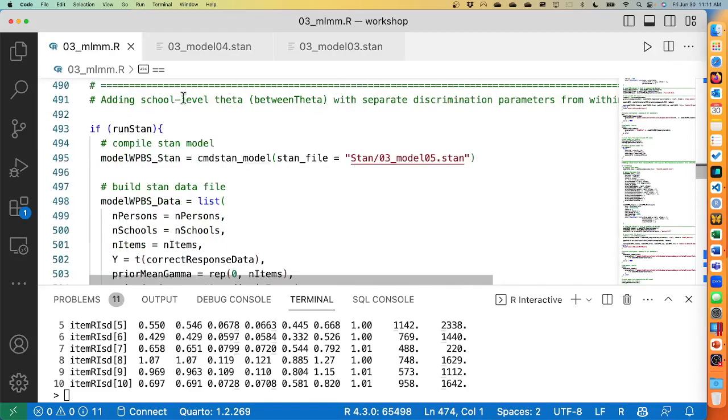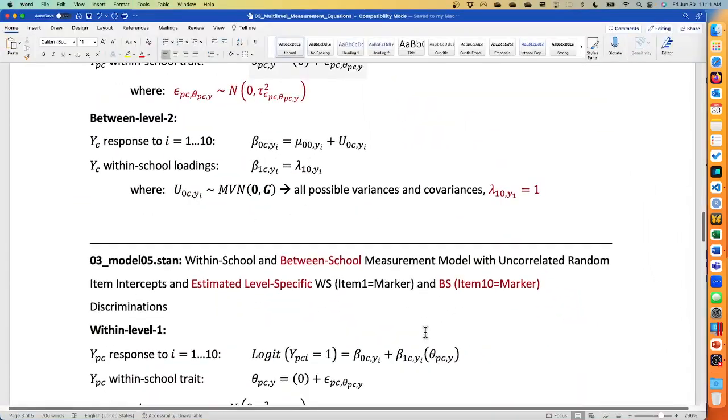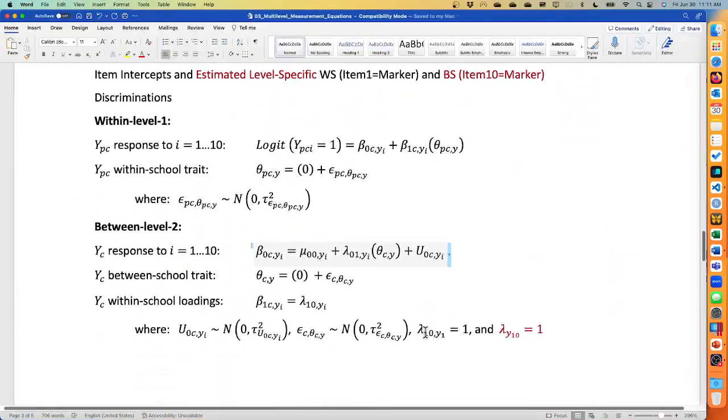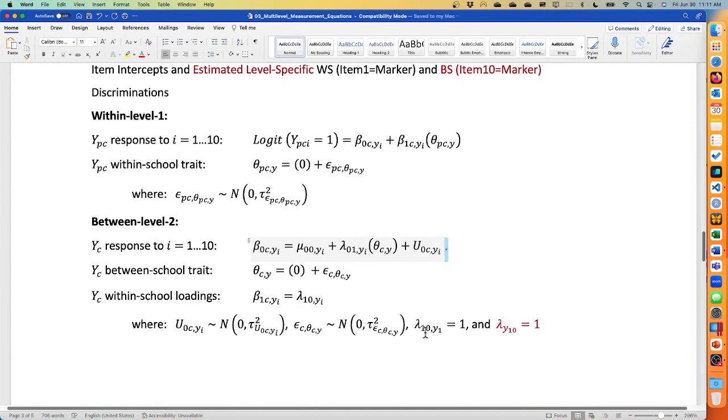Let's do that. Let's look at the model. Model 5 is where we put it all together. Model 5 is one of our most complex models here. It's the worst one. This is the worst.